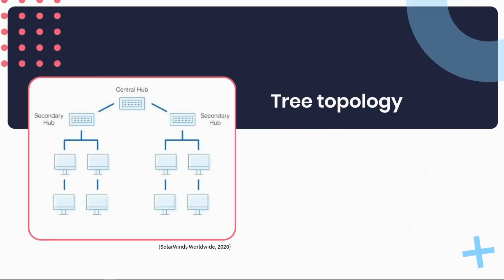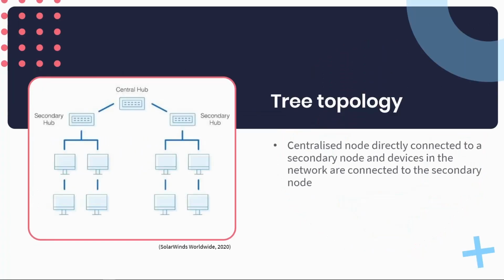The tree topology gets its name from the visual representation of the network, where the centralized node is directly connected to a secondary node, and devices in the network are connected to the secondary node. In this case, there is a form of trunking from the centralized node to the secondary node.